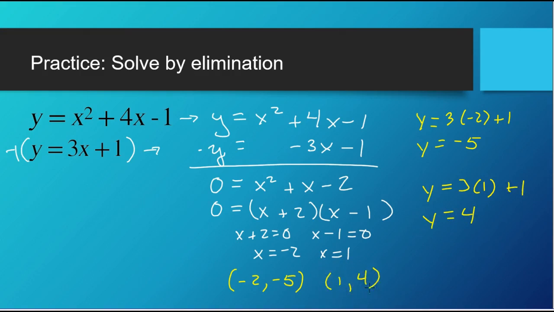And then, of course, we should check that in the other equation. So 4 minus 1 equals, let me make that x squared, which would be 4, plus 4 times -2 minus 8. I'm sorry, 4 minus 8 is -4, minus 1 is -5, so that one checks. And then substituting in 1 in the quadratic, I get 1 plus 4, which is 5, minus 1 is 4, so that one also checks.